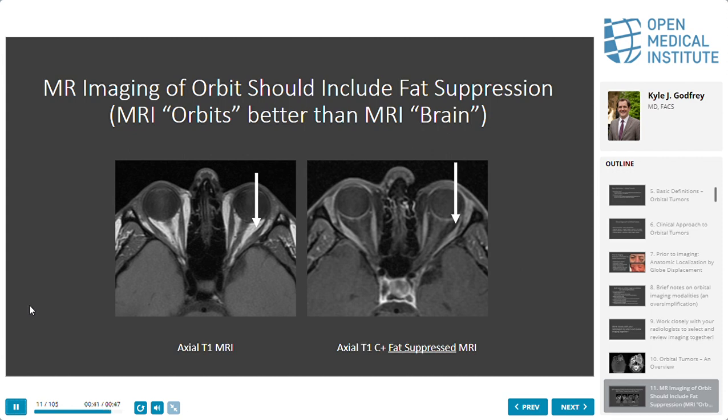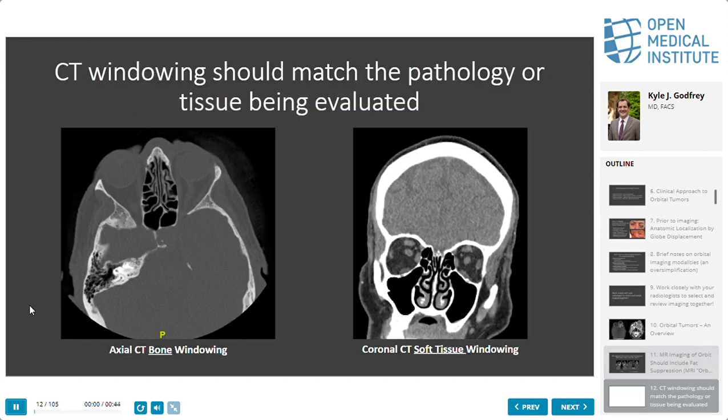So I think that's another huge tip that's important to communicate to your radiologist when you're either ordering the study or as you're planning. And then CT windowing is an important thing that I always go over with our residents. You really want to have the windowing for the lesion that you're looking at.